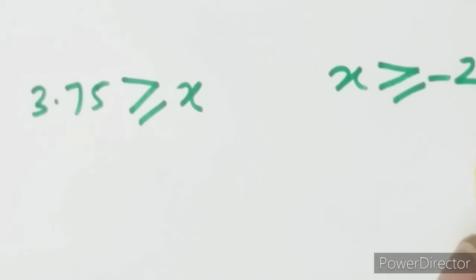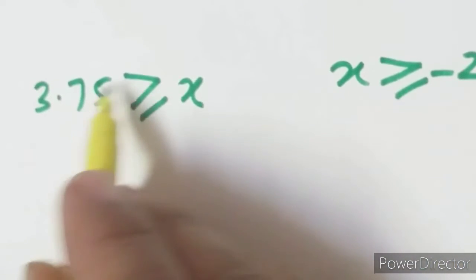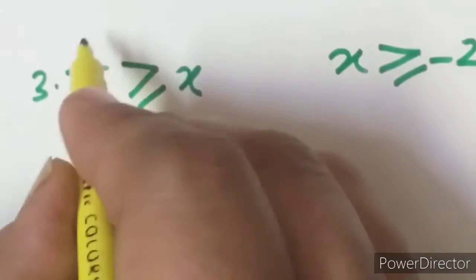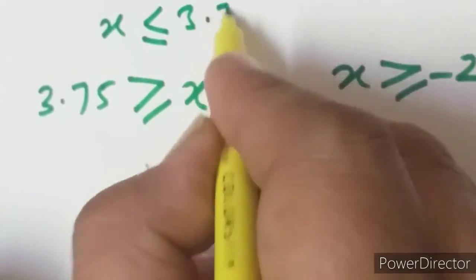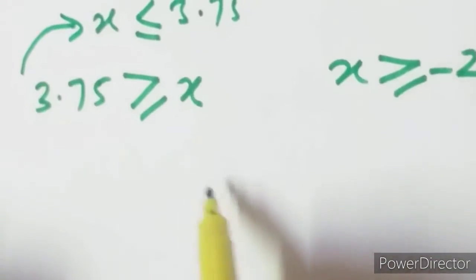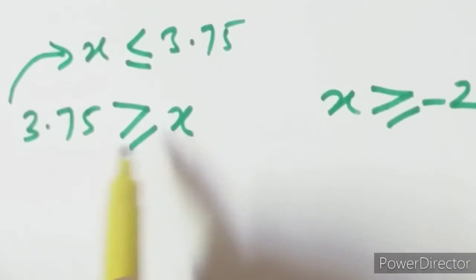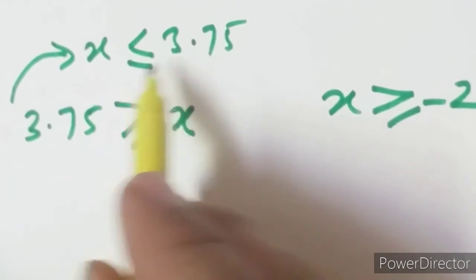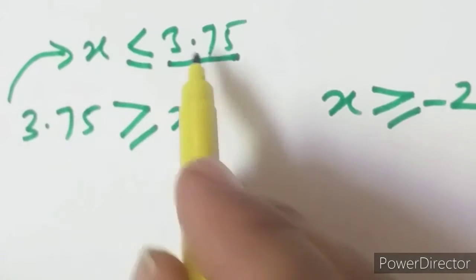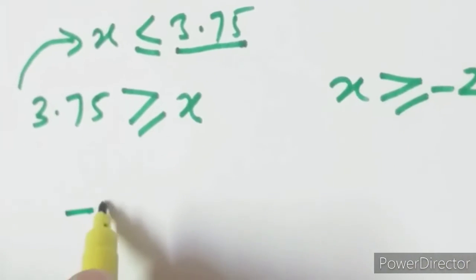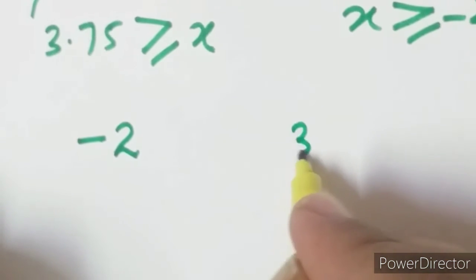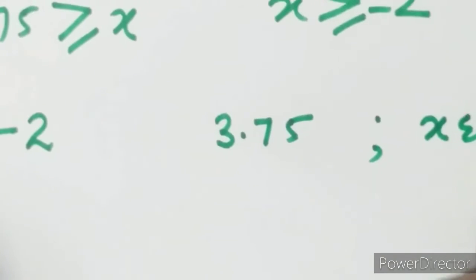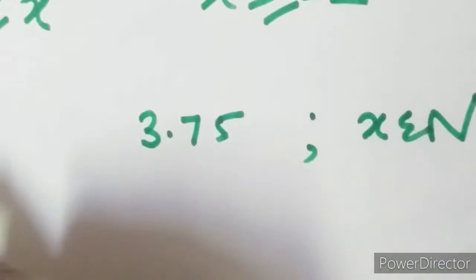And secondly, 3.75 is greater than or equal to x. In another way, how can we write it? 3.75 is greater than or equal to x means x is less than or equal to 3.75. If you can easily understand this, 3.75 greater than or equal to x means x is less than or equal to 3.75. x less than or equal to means this is the upper limit of the variable. This is our lower limit. x should be more than minus 2 and x should be less than 3.75, and one more condition, that x belongs to natural numbers. So let us now put the signs.